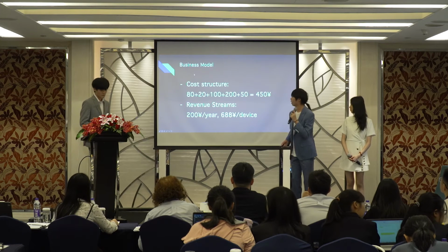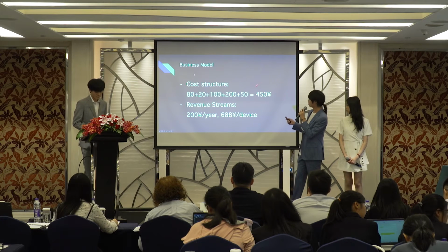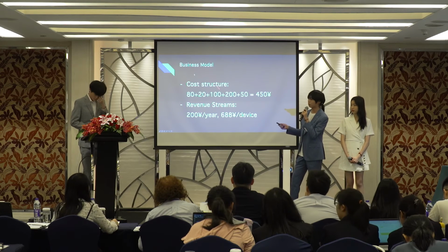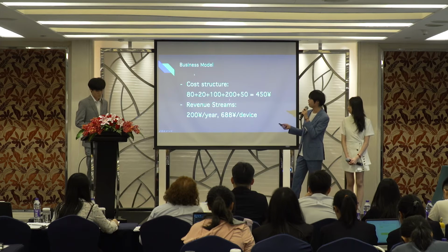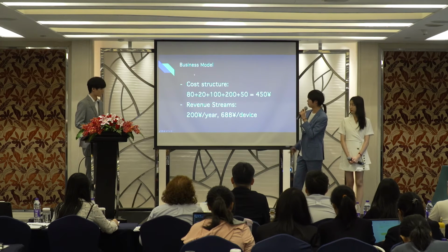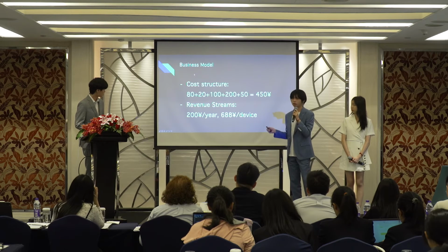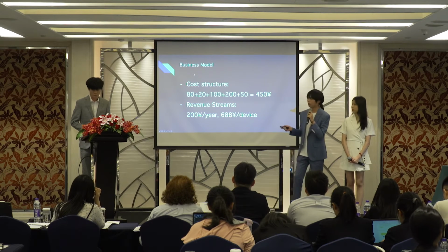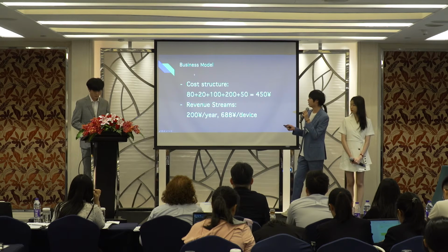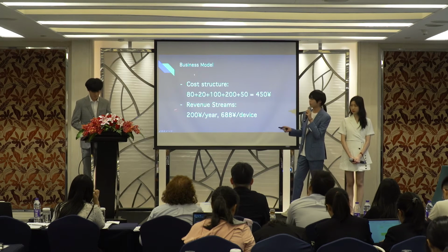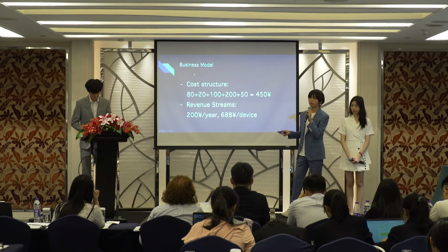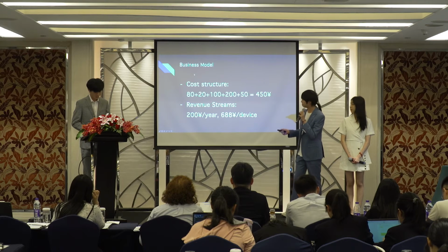So the business model. This is our estimated cost per device, which is 80 yuan for the chip, 20 yuan for the camera, 100 yuan for the motherboard, 200 yuan for the screen, and 50 yuan for other components. And our estimated price per device is 688 yuan, and this 200 yuan is our system usage fee, which is 200 yuan per year per student.